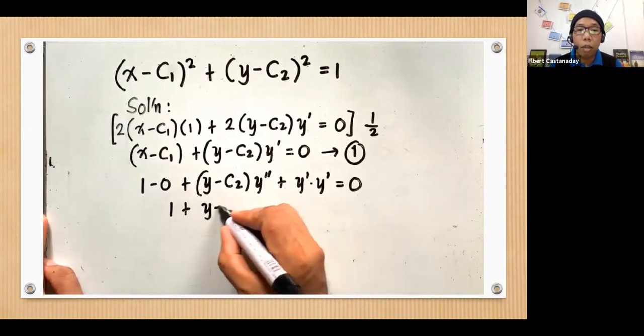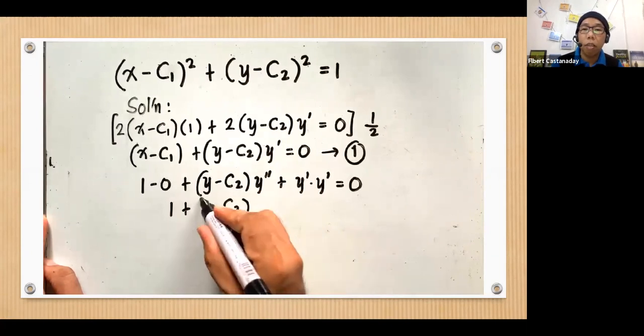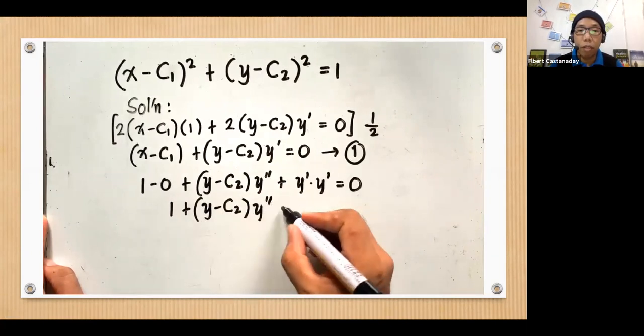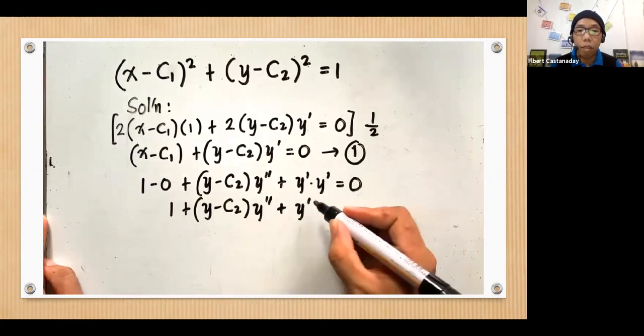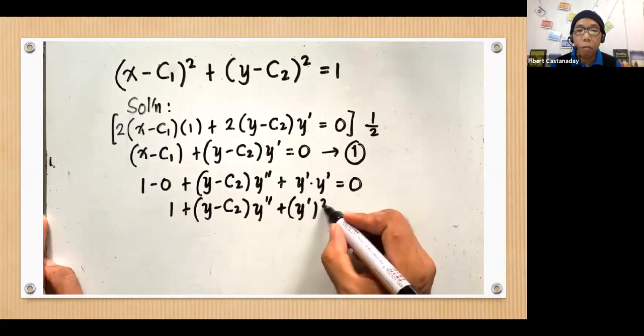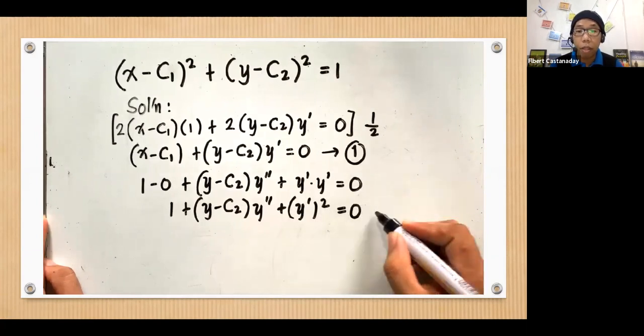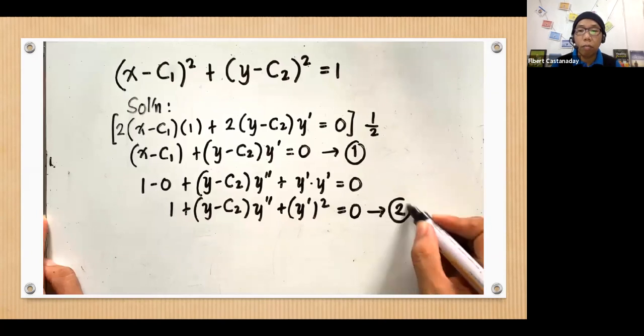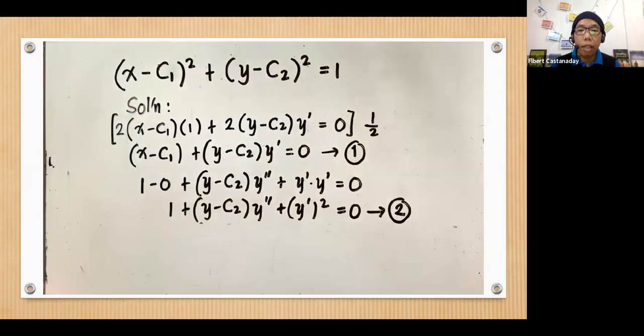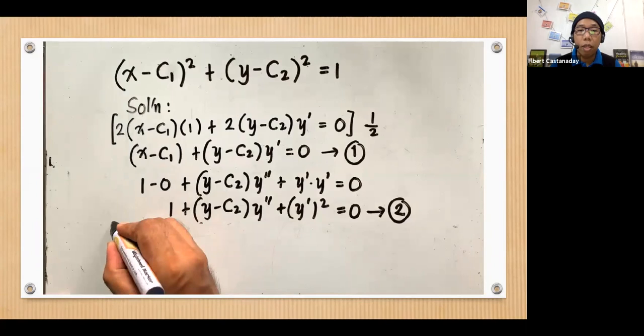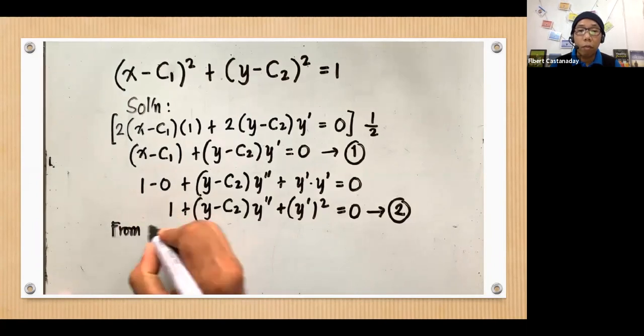So this is now our final differentiation step for this particular problem. So you just rewrite first, so y prime squared. You may enclose that in parentheses, or you may not. Okay, so the next step will be to eliminate the arbitrary constants c sub 2 and c sub 1.